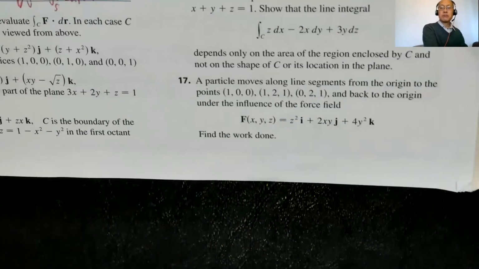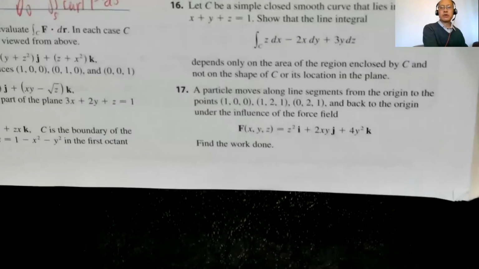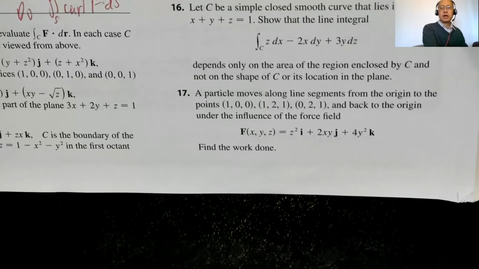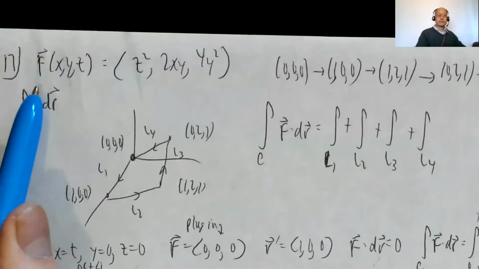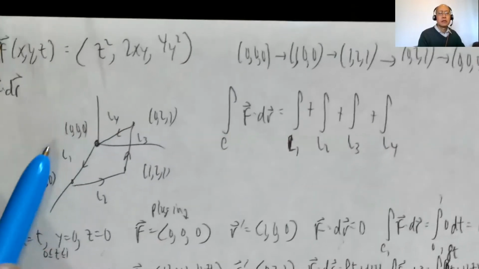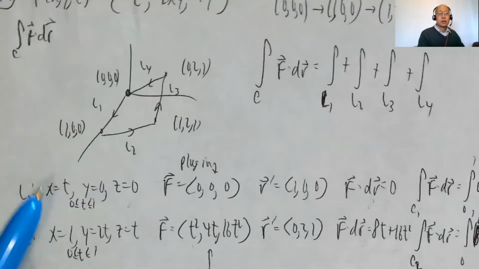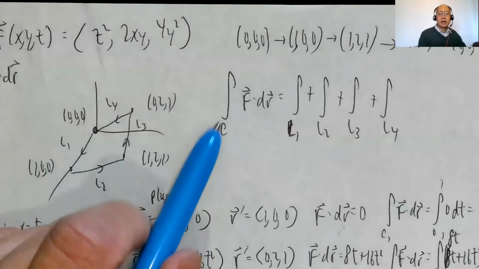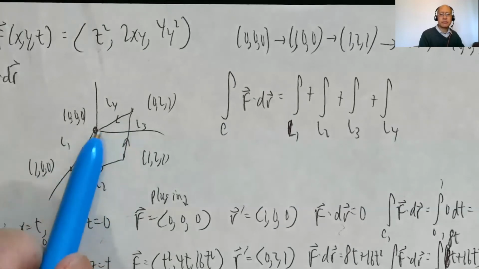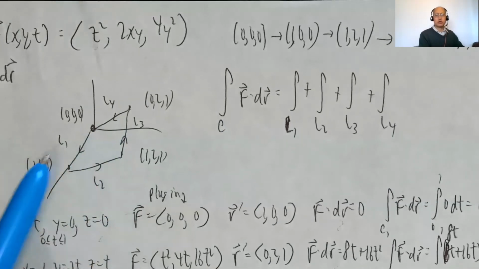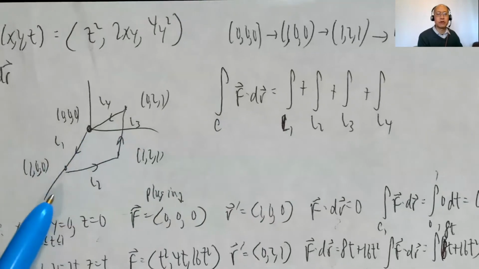And number 17, a particle moves from the origin to (1, 0, 0), (1, 2, 1), (0, 2, 1), back to 0 under the influence of the force field F. Find the work done. Okay, so here's my picture. All right, so I analyze along C as L1 plus L2 plus L3 plus L4, along those four curves, C1, C2, C3, C4, equivalently.